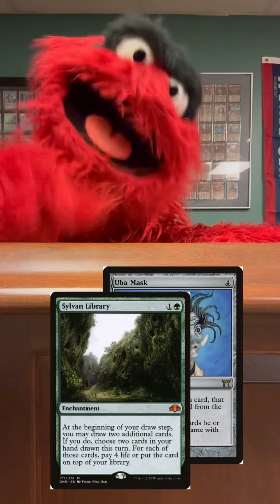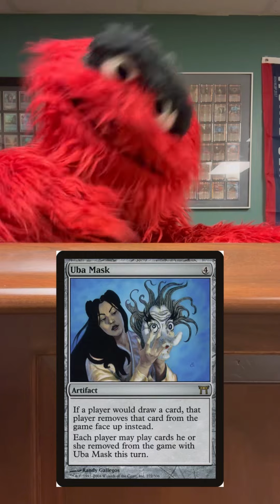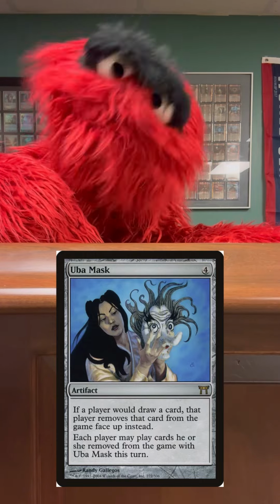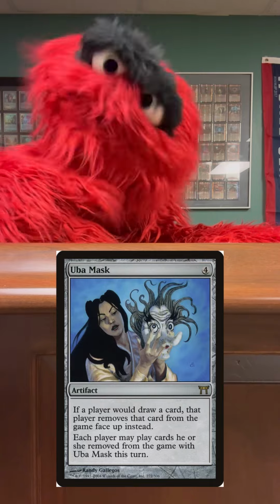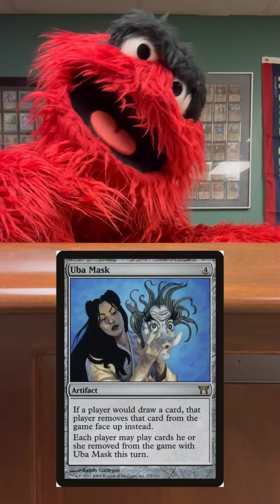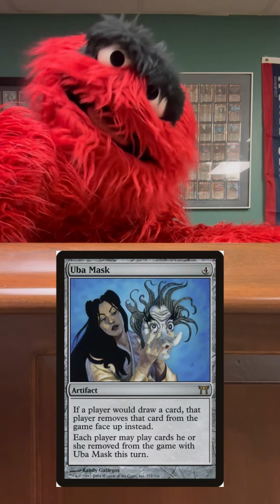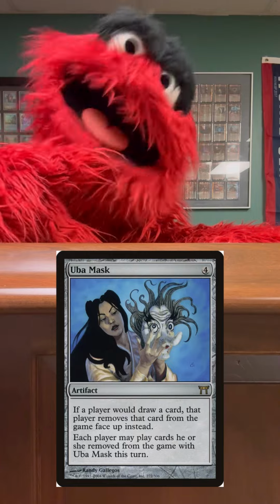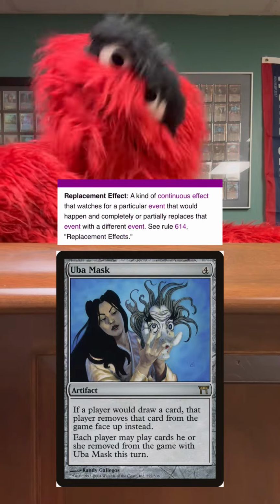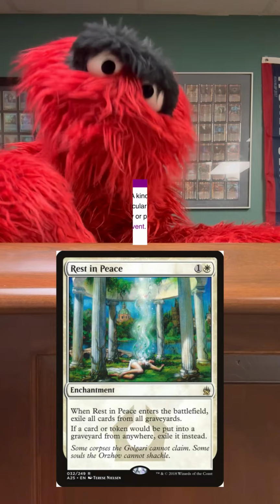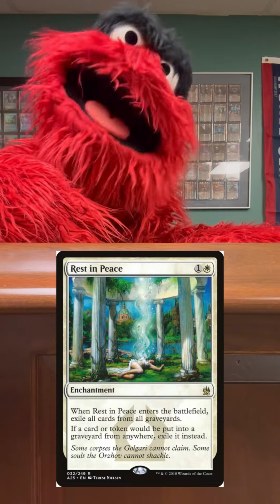So let's look at Uba Mask first. This card says, if a player would draw a card, that player exiles that card face up instead. Each player may play lands and cast spells from among cards exiled with Uba Mask this turn. If you've ever seen the words "if something instead" on a Magic card, that is something called a replacement effect. Rest in Peace is a classic example of this that has a replacement effect for when cards go to the graveyard.